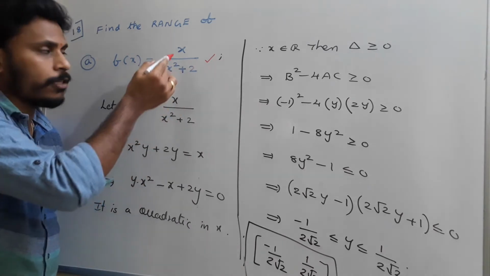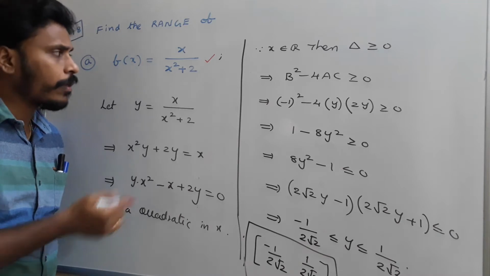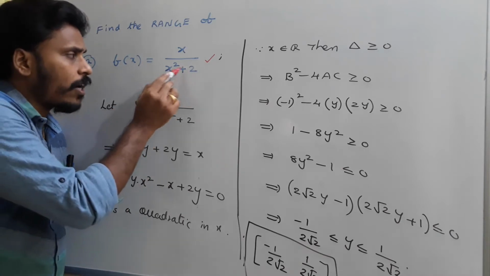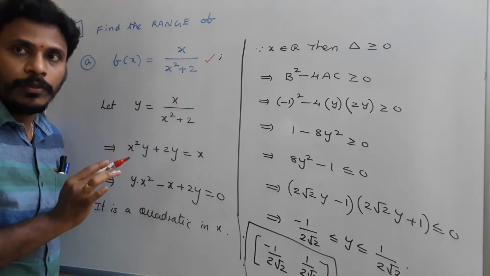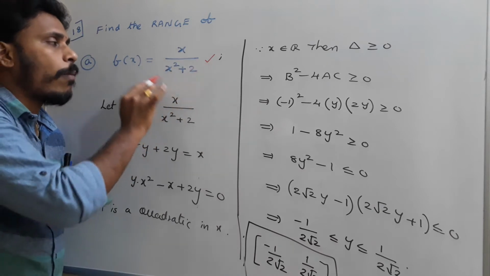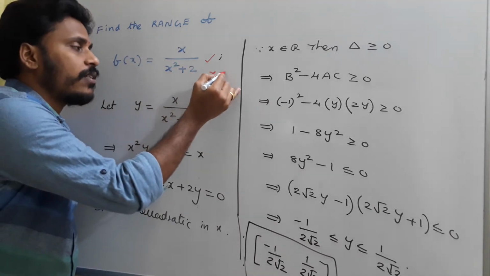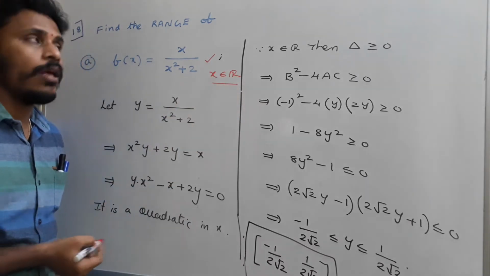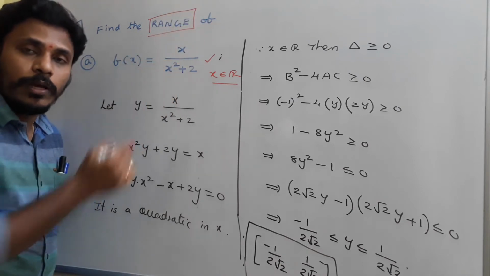In this problem, x by x square plus 2, square root, logarithm, nothing is involved specifically, but in the denominator it is x square plus 2. X square and 2 both are positive, so the denominator is always positive, it never be 0, and that's why the domain is simply all the real values. The function clearly suggests that x is all real, in the sense the domain is all the real values. Now our task is to find the range of this function x by x square plus 2.